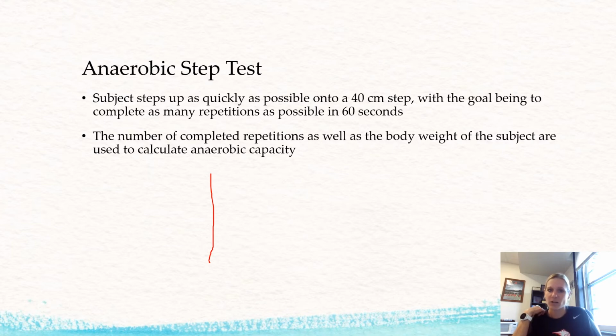Anaerobic step test, as I said, we didn't use this year in class, but basically it's a 60-second test where you're stepping up on the step as many reps as you can. And again, you can visually see when people start to have that lactate build up. It seems easy up front and then it gets really hard towards the end. But it's a nice test that we could use for anaerobic capacity if we didn't have the equipment that is needed to do the Wingate test.